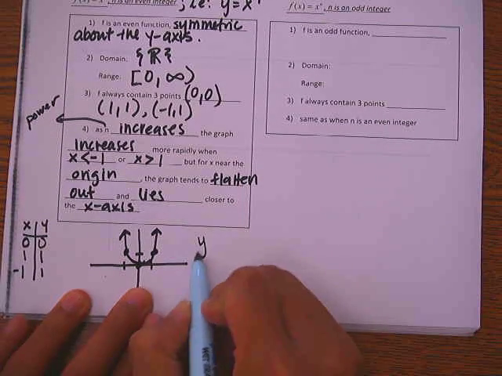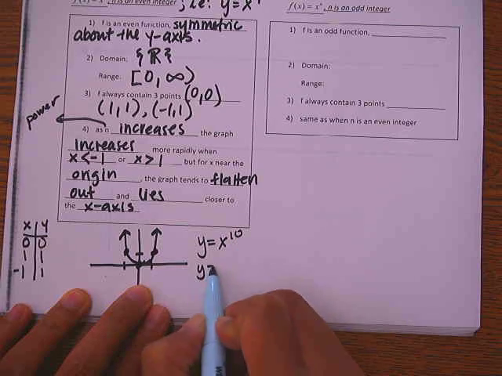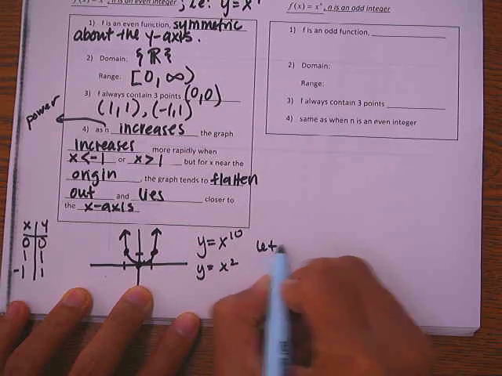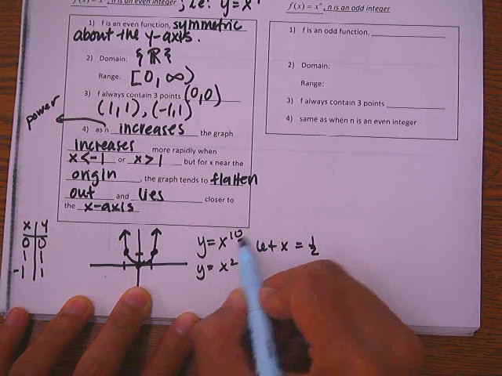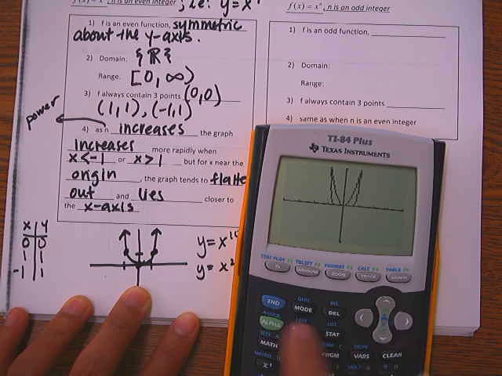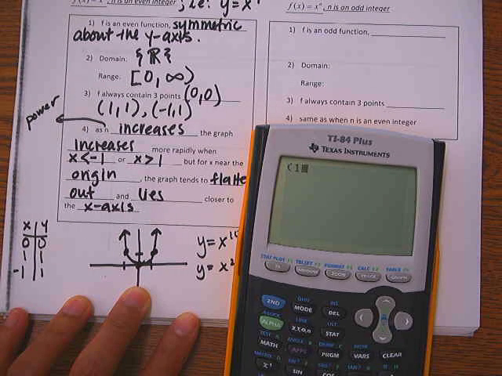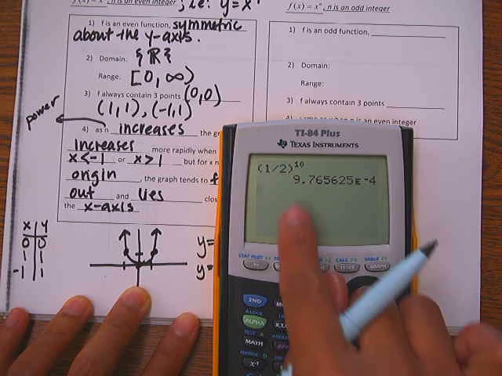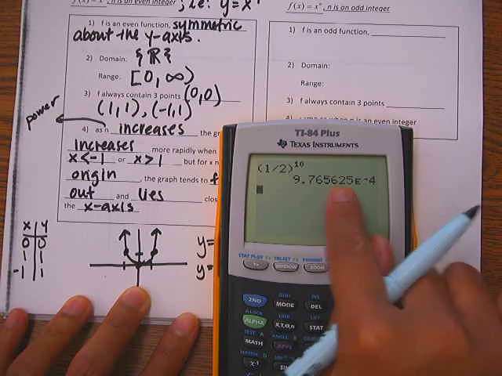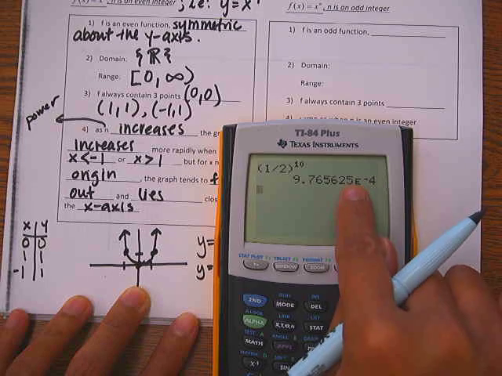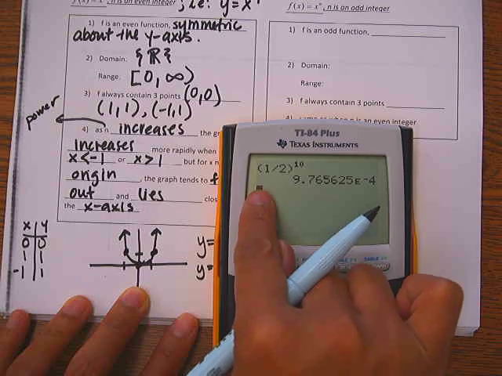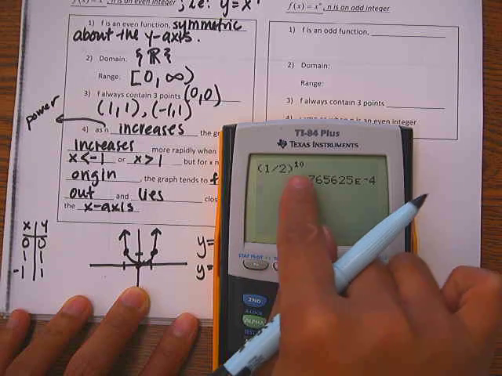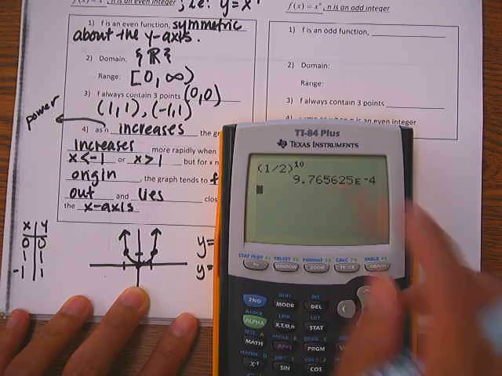Let's compare y equals x to the 10th and y equals x squared. Let x be, let's just say, 1/2. When x is 1/2, x to the 10th is 1 divided by 2 to the 10th power, which is 9.765625 e to the -4. If I move this over 4 decimal places, this is about 0.0009. That's how small that is, really small.